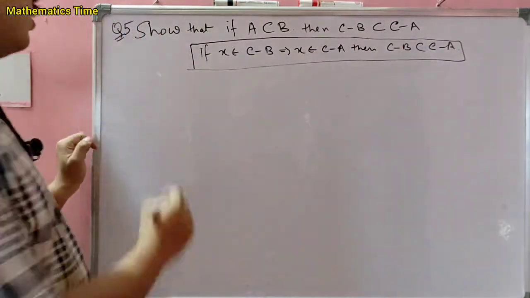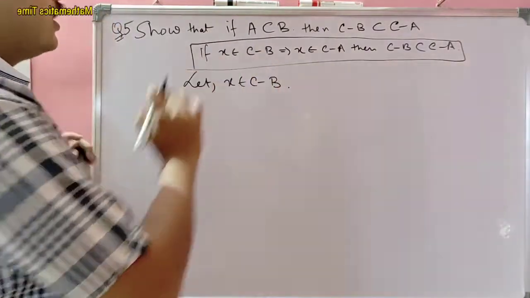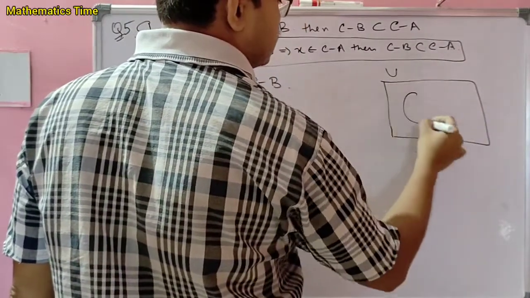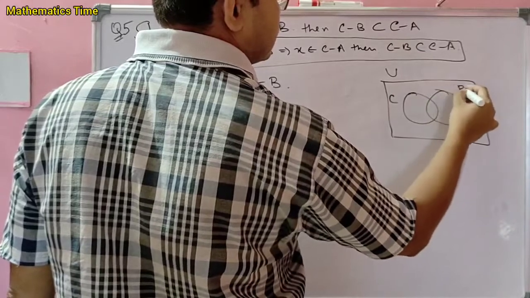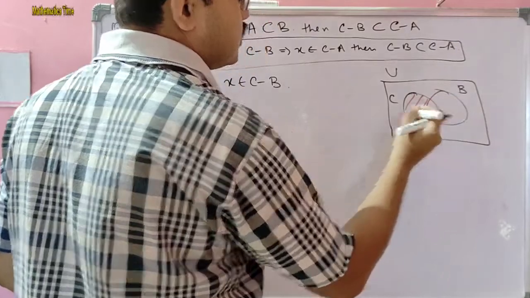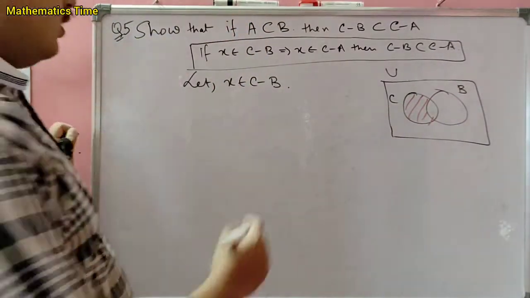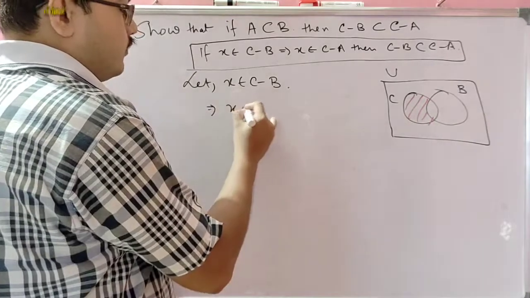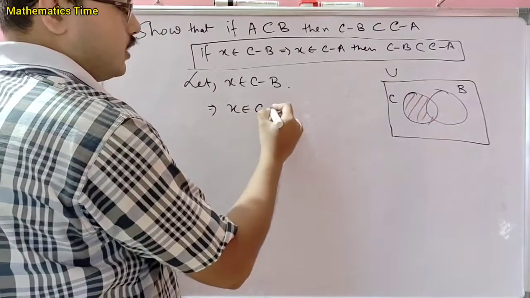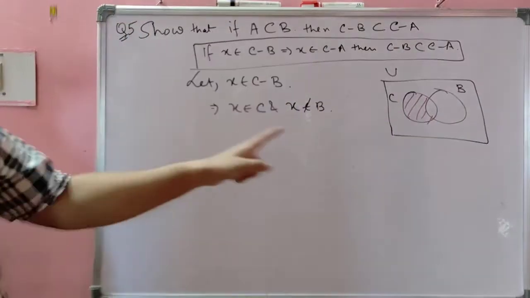So we start with: let x belong to C minus B. Let us understand first. This is the universal set, this is set C, this is set B. What is C minus B? C minus B means the red portion. The red portion is the C minus B part. Now what does that mean? By definition, x belongs to C, x is an element inside set C, and x does not belong to B. x isn't in the set B, you can see from the diagram.